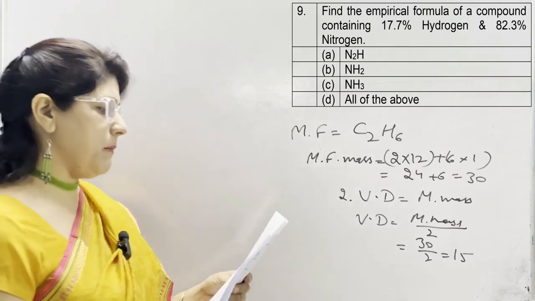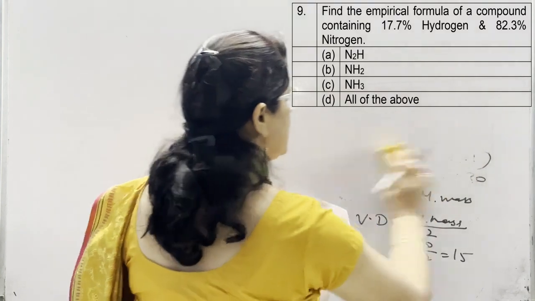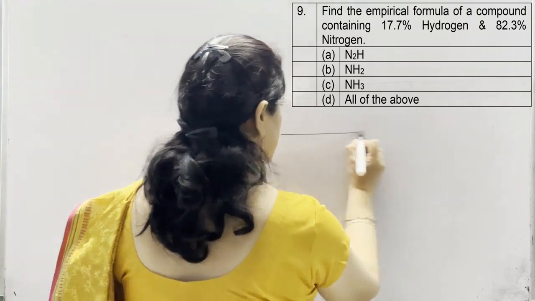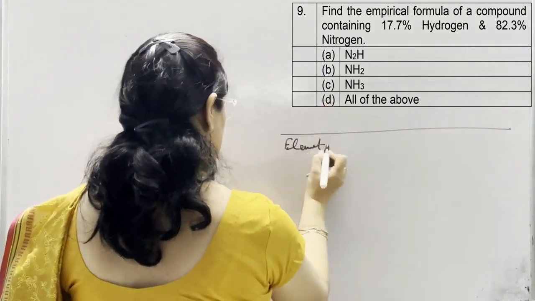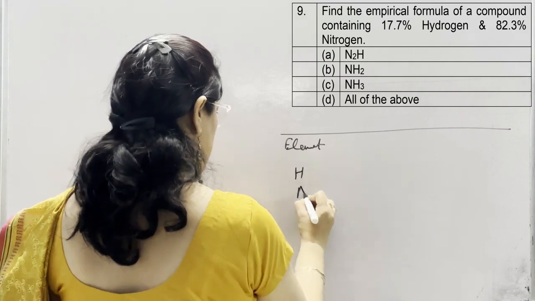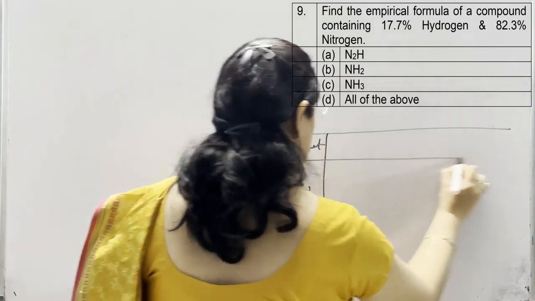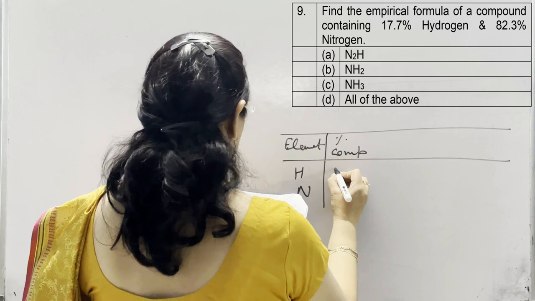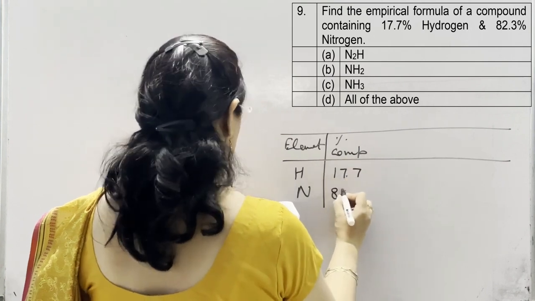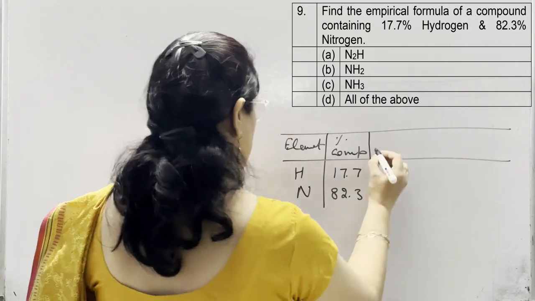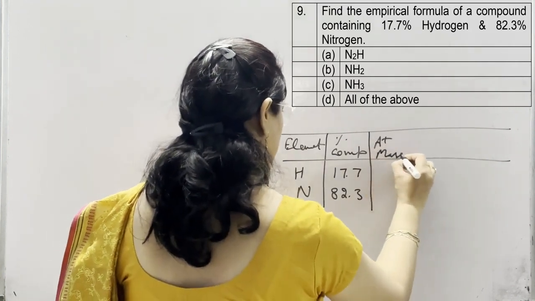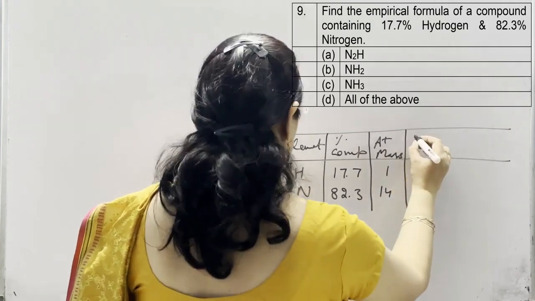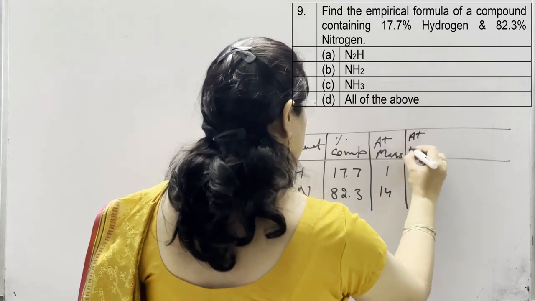Find the empirical formula of the compound, where the percentages of hydrogen and nitrogen are given in the question. So again we need to draw the table. Element: two elements are used here, hydrogen and nitrogen. Next, percentage composition, which is given here as, for hydrogen it is 17.7 and for nitrogen 82.3%. Then atomic mass, for hydrogen it is 1 and for nitrogen it is 14. We know this thing. Then atomic ratio.